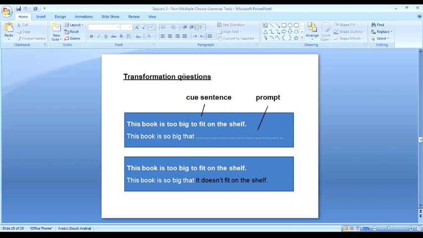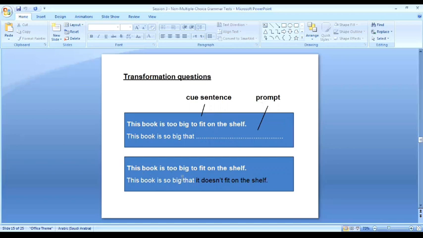We have different types of completion, type 1, type 2, type 3, 4. But now we are going to see the transformation questions. So this book is too big to fit on the shelf. We call this the Q sentence. And then this book is so big that, we call this the prompt. You know, we have the Q sentence and then we have the prompt.